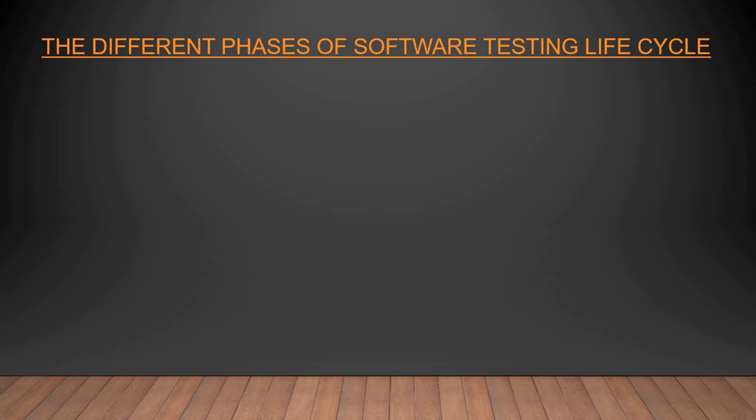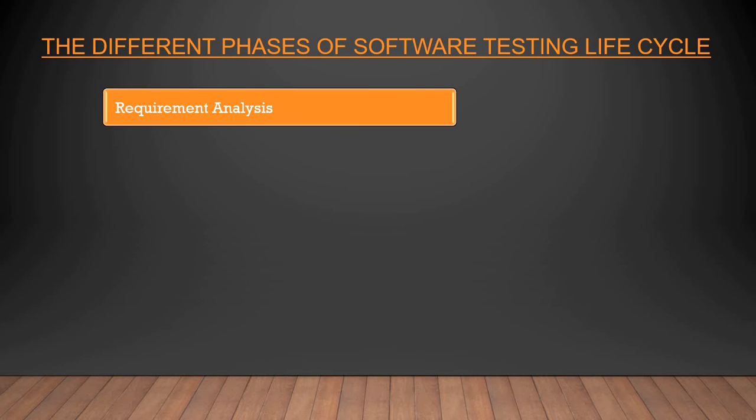Let's begin the different phases of software testing life cycle. First one is requirement analysis. What we'll do in requirement analysis, before starting each and every phase of software testing life cycle, we'll see every phase of STLC has a defined entry and exit criteria. So let's begin.